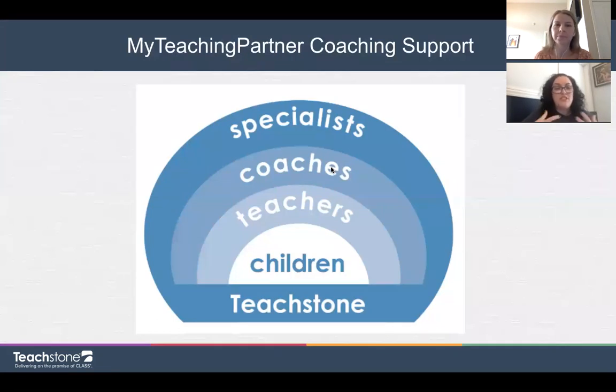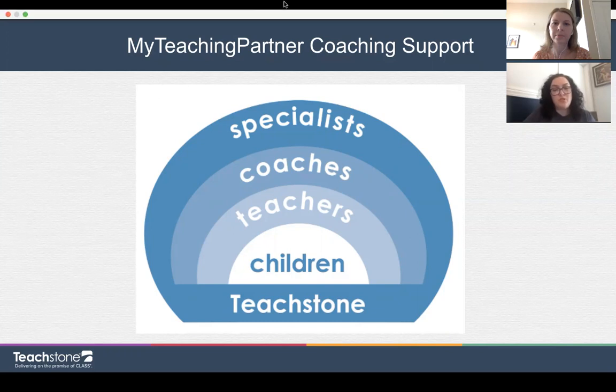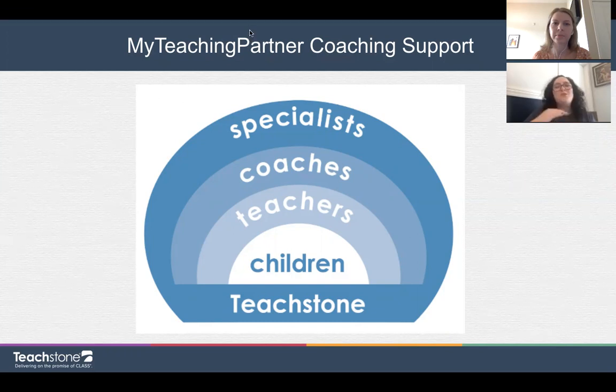First, the foundation of everything we do is focused on children and students in classrooms. So we know that what we believe needs to be true for children should be modeled by their teachers, should be modeled by coaches for teachers, and should be modeled by specialists like me for coaches. Specialists, as you'll see in this graphic, are connected to Teachstone, but the coaches, the teachers, and the children are all in your districts. And we want to make sure that we are walking the talk, as we say, and modeling those effective interactions at every level.